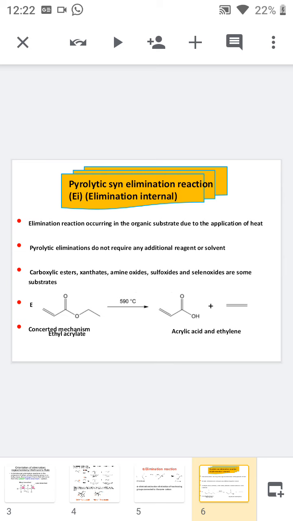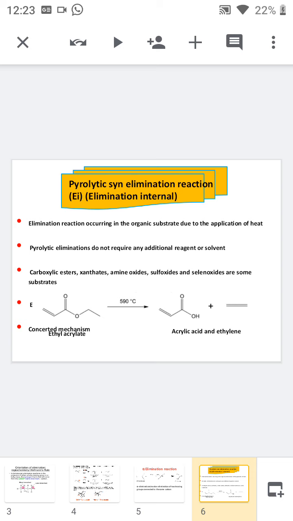And pyrolytic elimination does not require any additional reagent or solvent, unlike alpha elimination, E1, E2 and E1cB. Here the only requirement is the temperature. Some of the substrates which usually undergo the pyrolytic elimination reaction are carboxylic esters, xanthates, amine oxides, sulfoxides and selenoxides. And you know that the pyrolytic syn elimination is a concerted reaction. That means bond breaking and bond making occur simultaneously.